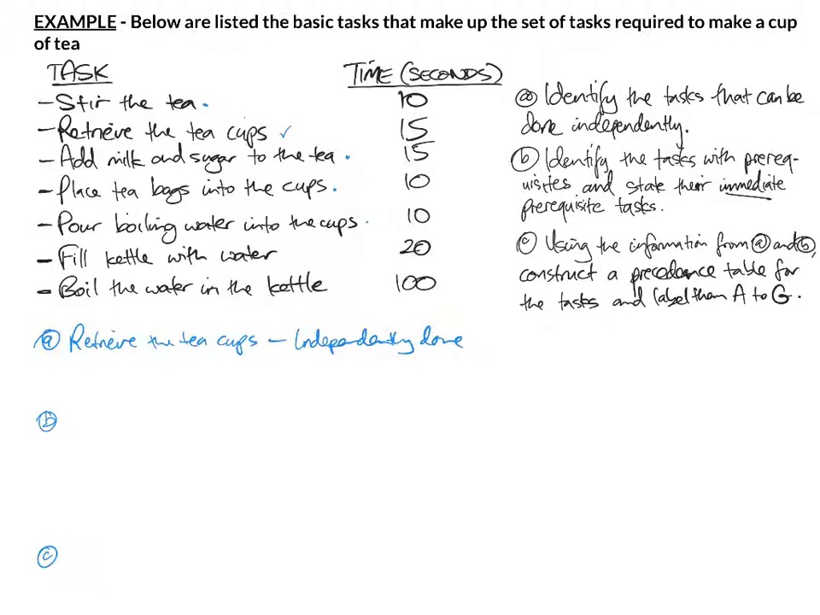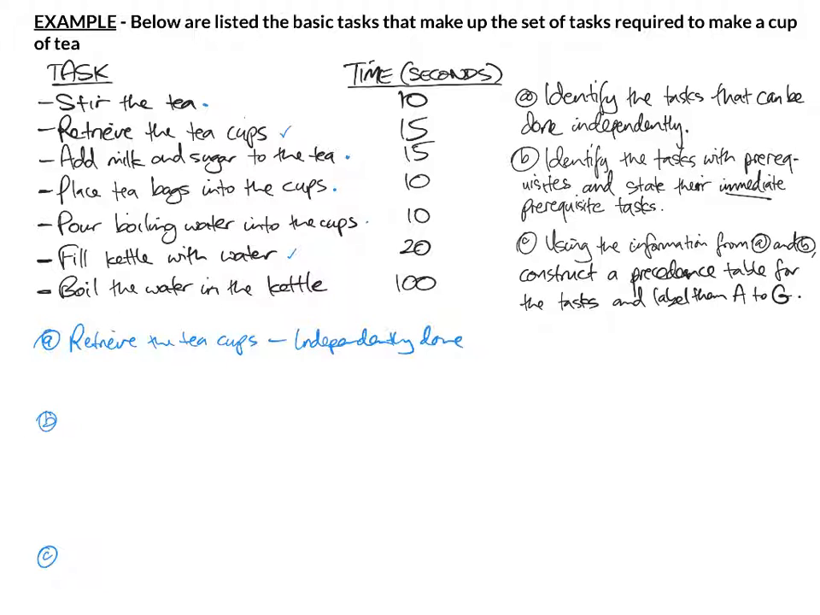Fill the kettle with water. That is something that I could do without doing anything else. That doesn't depend on me having the cups there. That doesn't depend on me having placed tea bags into the cups. That is the immediate predecessor of boiling the water. It must be one of the first things I could do without relying on anything else.